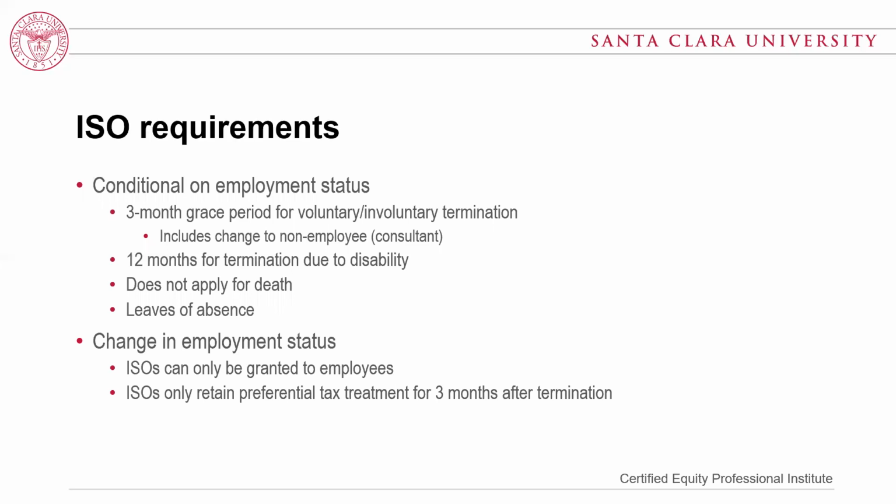In many cases, companies cancel options 3 months or less after termination anyway, but some don't. It's okay for the grant to allow exercise more than 3 months after termination. Just remember that the ISO status ends after 3 months. This also applies if an employee switches to consultant status and the options remain in effect. Any ISOs become non-qualified stock options, NSOs, 3 months after the end of employee status.